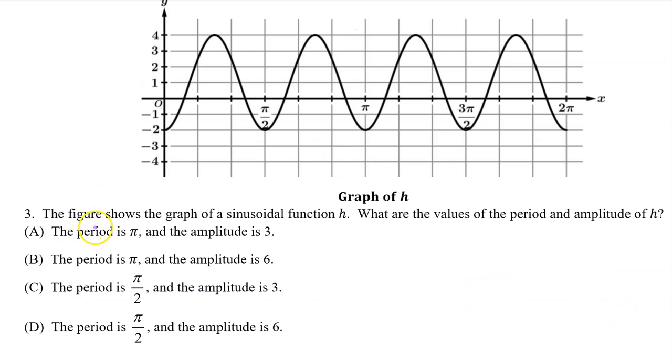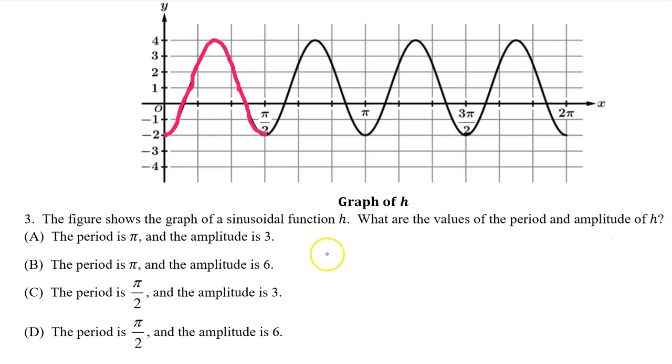Number 3. The figure shows the graph of a sinusoidal function h. What are the values of the period and amplitude of h? I have traced over the first period of h. It starts at 0 and ends at pi over 2, so the period is pi over 2.